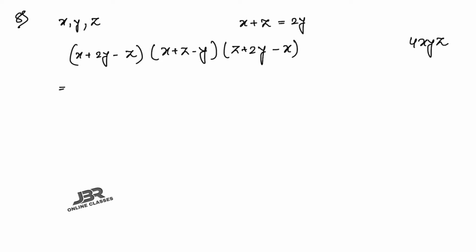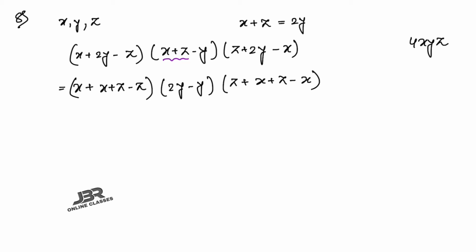So as x plus z equal to 2y, in the place of 2y you can write x plus z. So x, then here x plus z minus z. Now the next one, in the place of x plus z you can write 2y. So here 2y minus y. And the next one, again in the place of 2y write x plus z. So here z cancels out, sorry, here x cancels out. So that means 2x, 2y minus y, it's y, and last one 2z, so that one equals 4xyz as your answer.